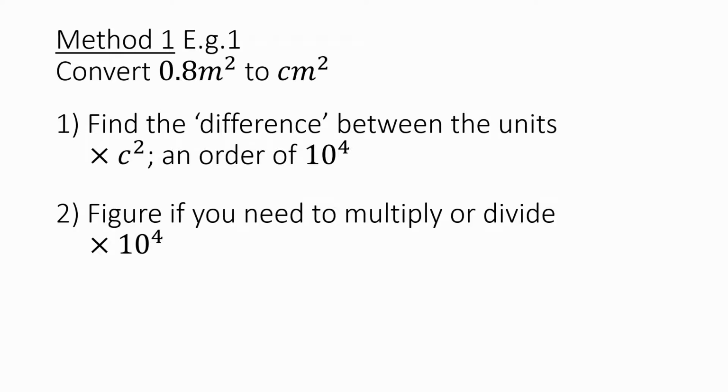And second, figure out if you need to multiply or divide by this. Because we're going from a larger unit and expressing that in smaller units, it will be a larger number, so we're going to times by 10 to the 4. And 0.8 times 10 to the 4 is the 8,000 centimeters squared answer we got earlier.